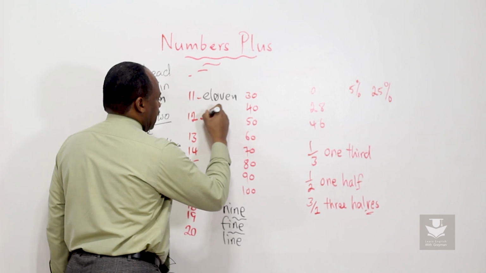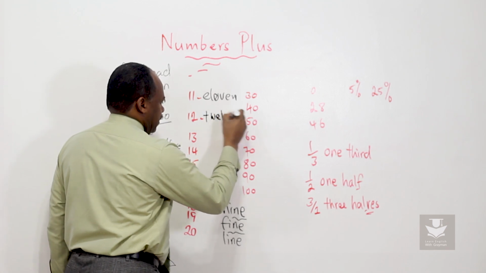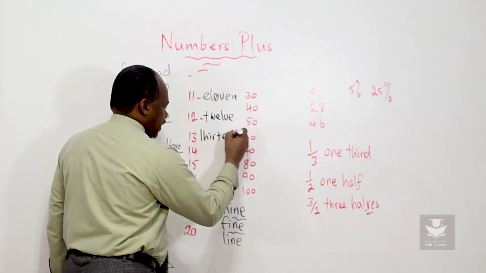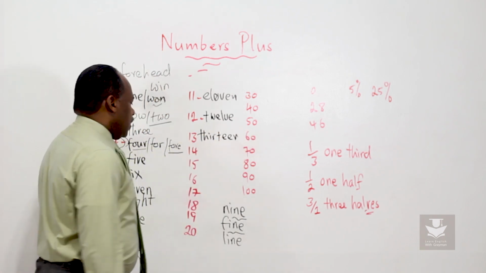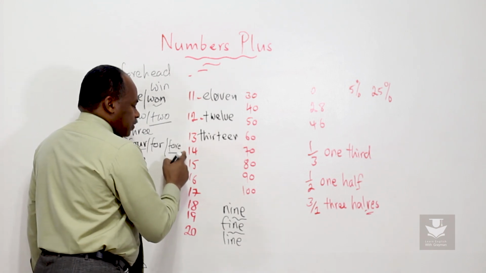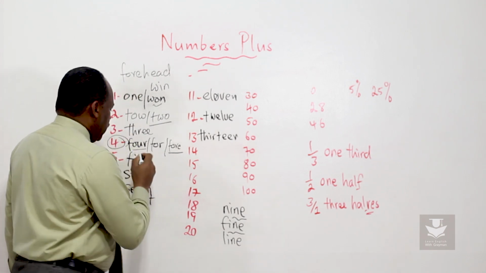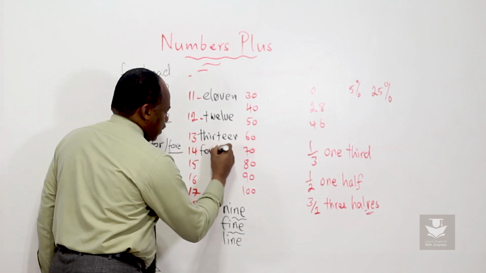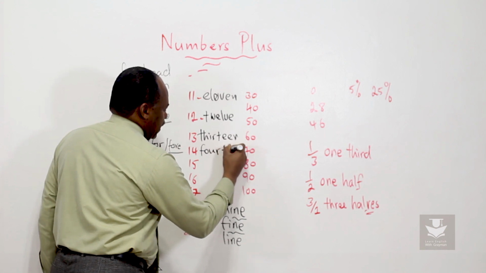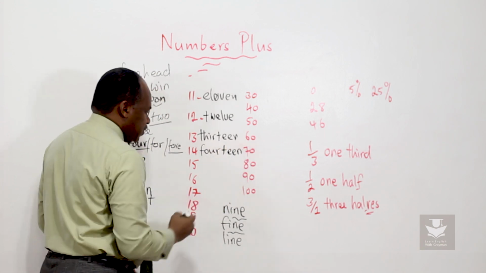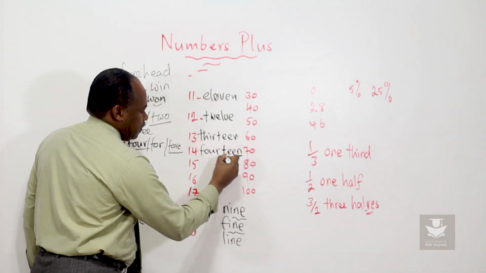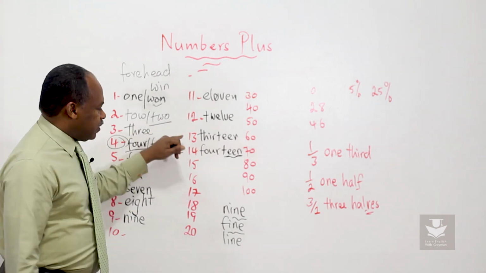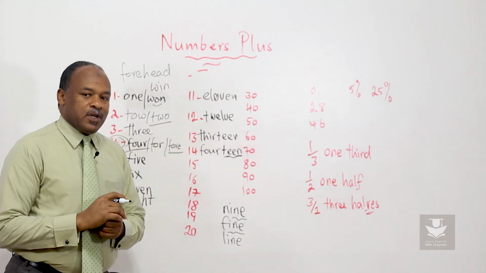T-W-E-L-V-E. 13, T-H-I-R-T-E-E-N. Here, 14, here we know how to write 4. We're going to put 4 plus teen. So this is important here, teen. That's why people aged between 13 and 19, we call them teenagers.